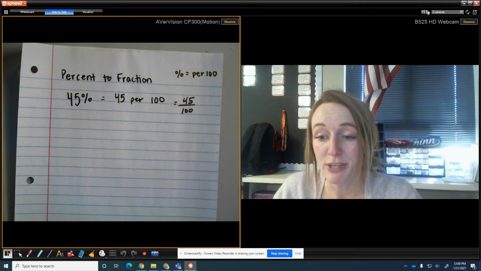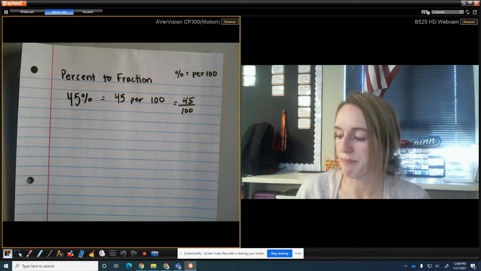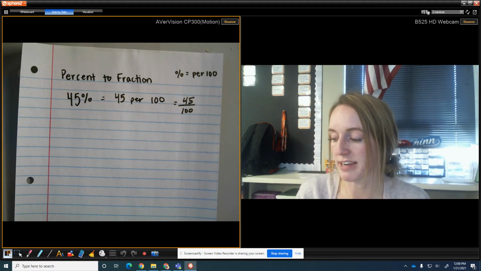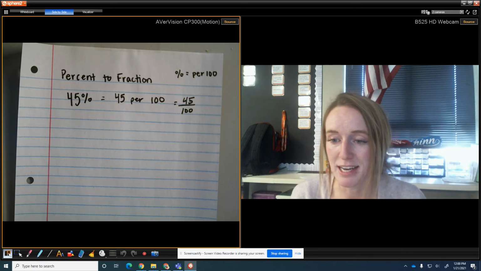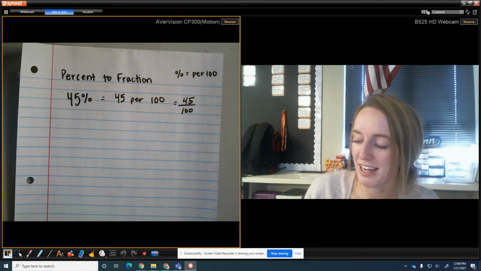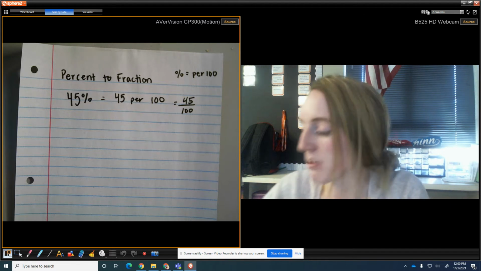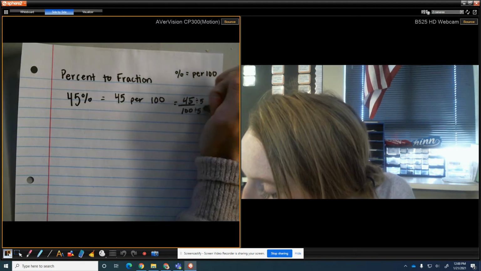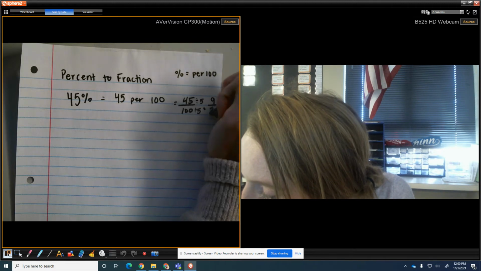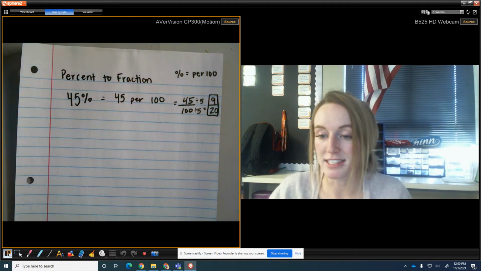That answer is good, but it's not the best answer because it is not simplified. So what I have to do is I have to say, okay, what is the greatest common factor between 45 and 100? I'm going to guess that the greatest common factor is probably 5 because I can't think of a number that's bigger than 5 that goes into both 45 and 100. So if I divide both by 5, I'm going to end up with 9/20. I know that there is not a number that goes into both 9 and 20, so I'm finished.